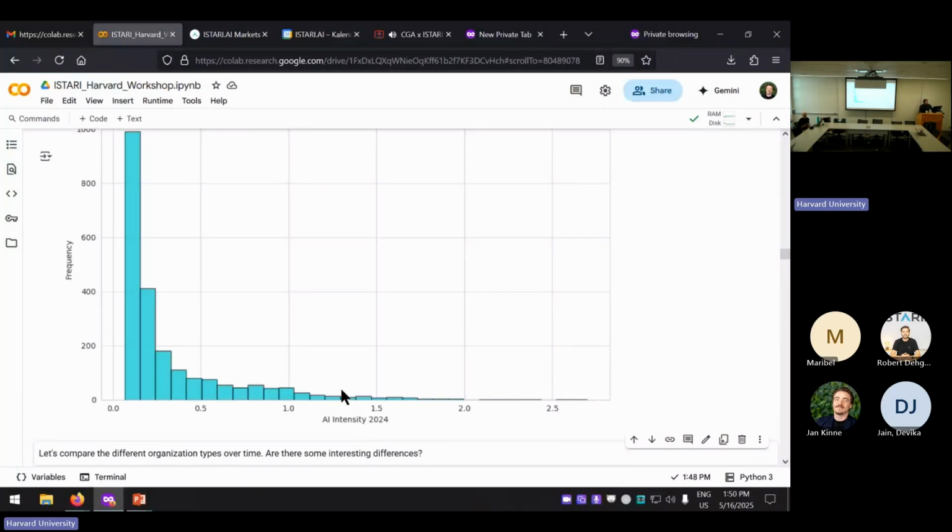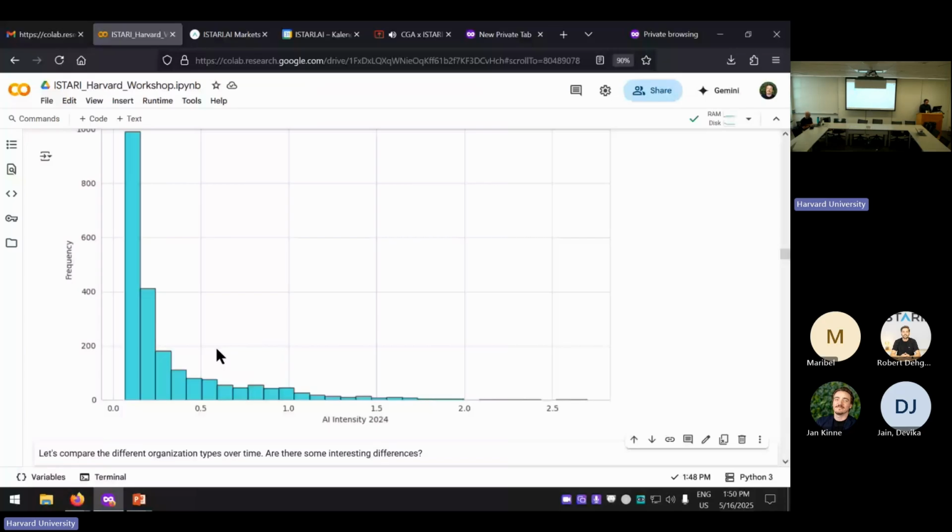So I think Istari has an AI intensity of 1.5 or so in our data, I think. And let's say a consultancy firm that consults about AI, but that's just one of 10 topics, they maybe have something like 0.2 or something like that. So this is what we see here, that most of the companies are pretty close to 0.